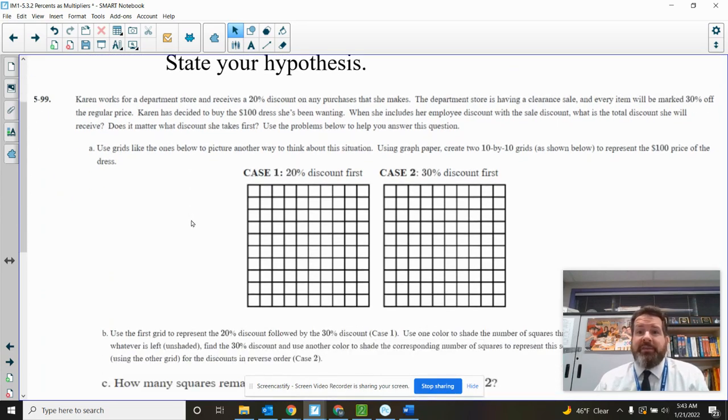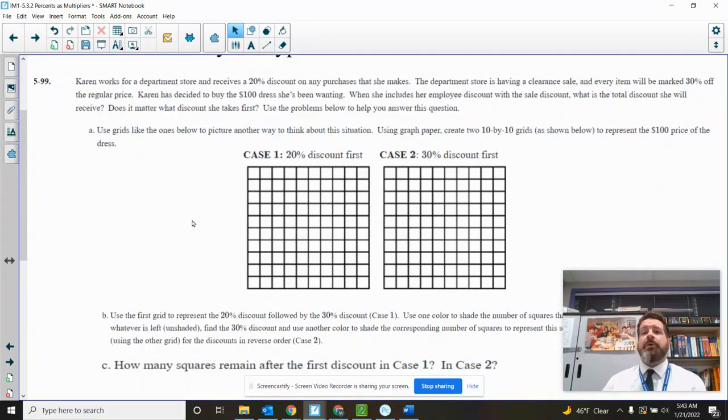Now, let's do an investigation. So we're going to imagine this, and there's a little visual setup here. There's two grids. In both cases, there are 100 squares. So it's 10 across, 10 up and down. So 100 squares in each grid. These are going to represent the cost of a $100 purchase. And we're going to apply two discounts, but we're going to do it in two different orders and see if changing that order makes a difference.